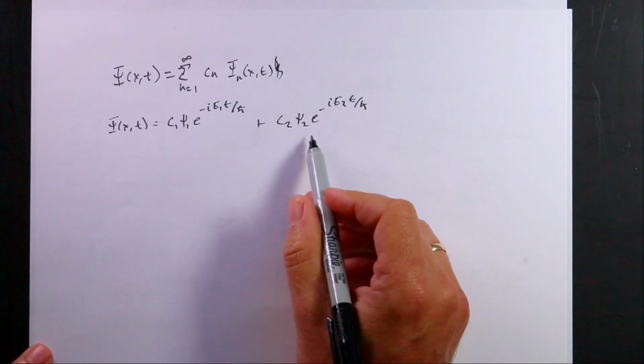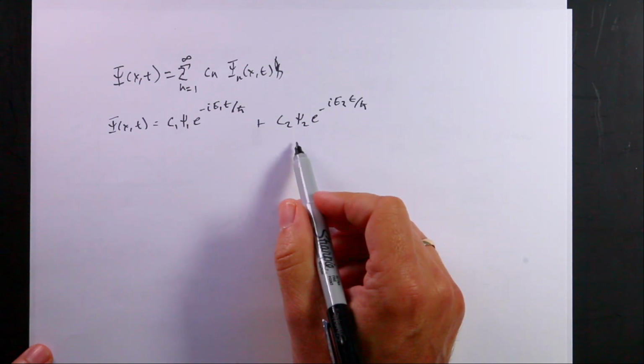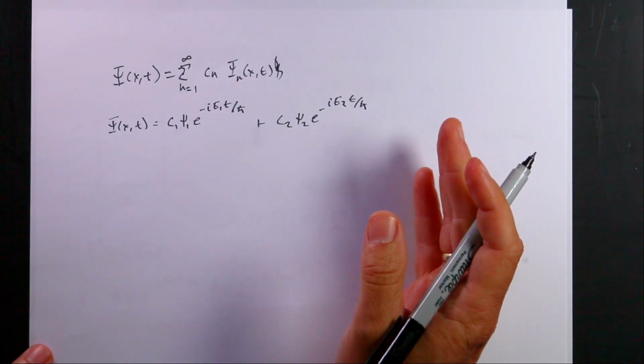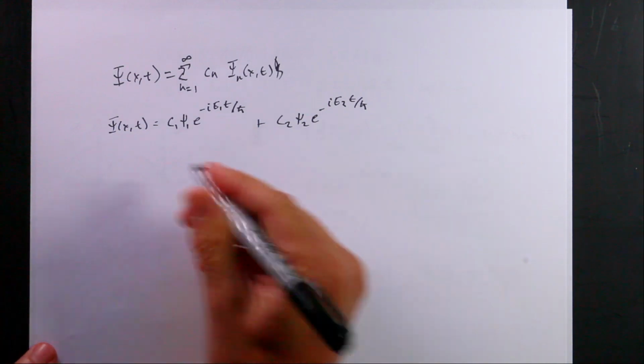And so I have a linear combination of these two, and we want to plot that. I'm going to pick values for C1 and C2, but let's just see what happens when we find the probability density first.